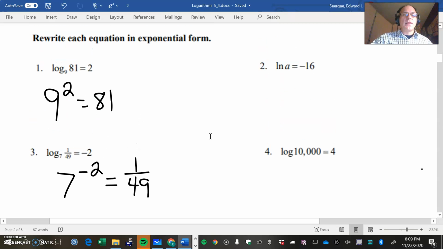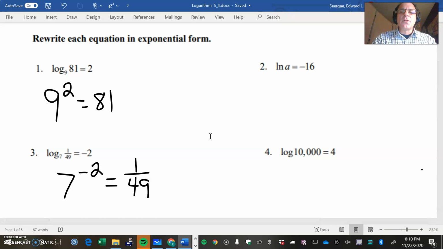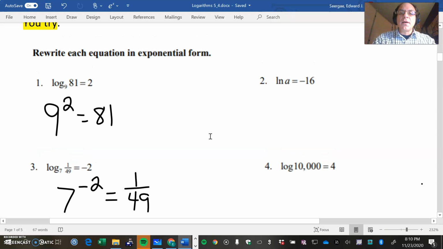So when we're rewriting these ones up here at the top, if I want to write a logarithm that's in natural log and back into an exponent, remember this is going to be log of base E.